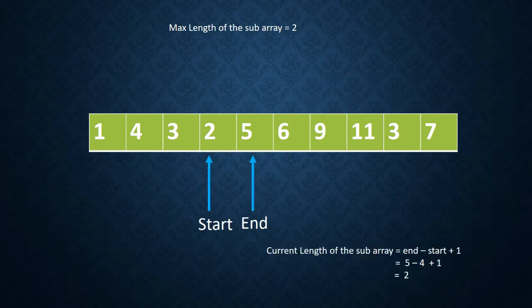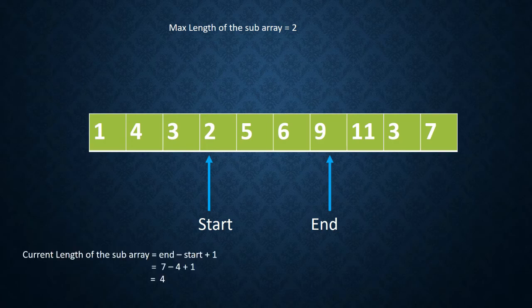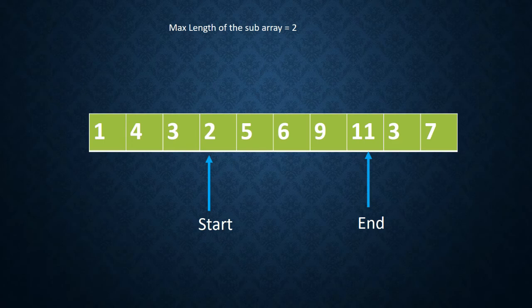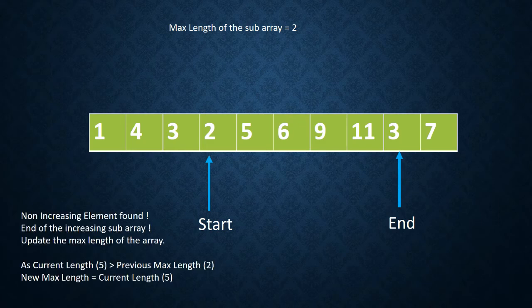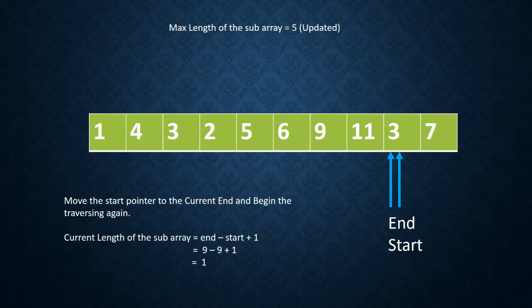Increment the end pointer and update the length, that is 2. Increment the end pointer, update the current length, that is 3. And keep on repeating this process. Current length is 5 now. Now we increment our pointer to 3. We see that we again have an element which is non-increasing. So this is the end of the run. As the current length, that is 5, is greater than the previous max length, update the max length. It would be 5. Bring the start pointer to the current end pointer.